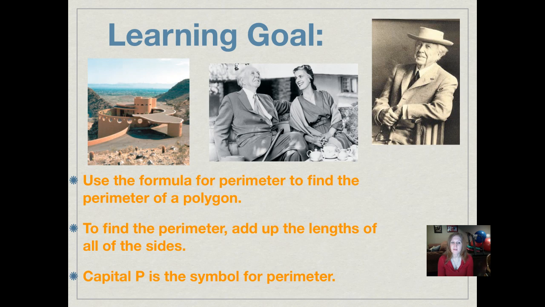Our learning goal today is to use the formula for perimeter to find the perimeter of a polygon. We're also going to find the perimeter by adding up the lengths of all the sides, and we use the symbol capital P to represent perimeter. And there's another picture of a house that he designed in Arizona, and that's him and his wife, and I like that picture of him smiling.